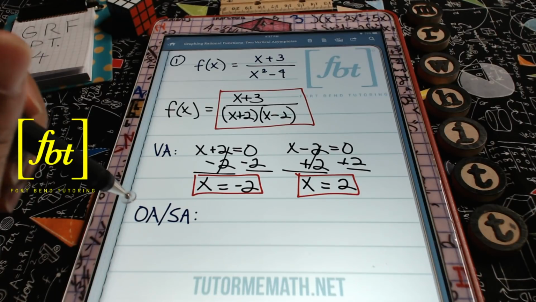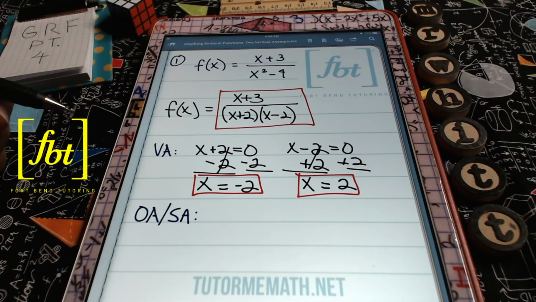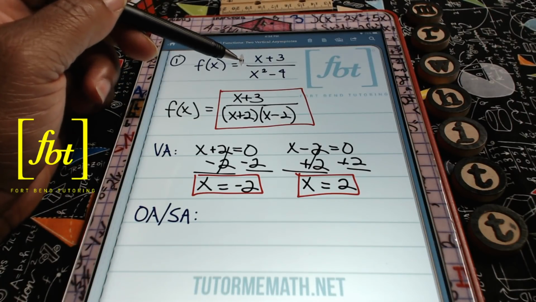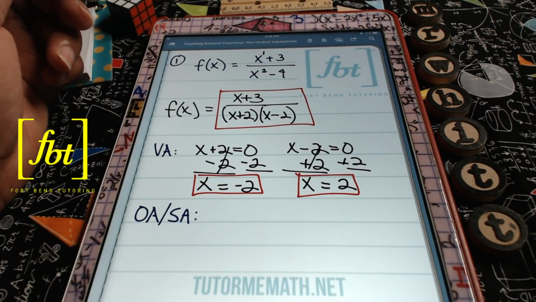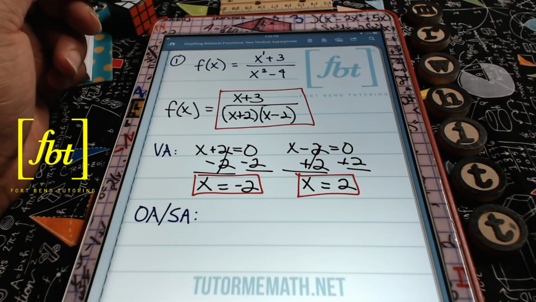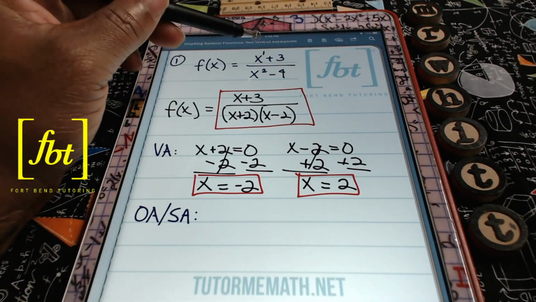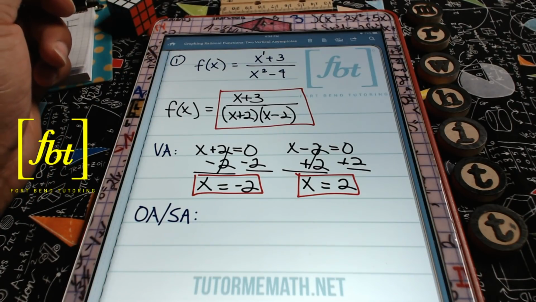Now, this OA and this SA that's written right here is referring to oblique asymptotes or slant asymptotes that you may have from this function. Well, because the degree of the numerator is less than the degree of the denominator. See, the degree of the numerator here is 1 because this is x to the first power. So you go by the highest exponent on your variable x there. And then in the denominator, the highest exponent is 2. So since 1 is less than 2, you will not have an oblique asymptote in this case.